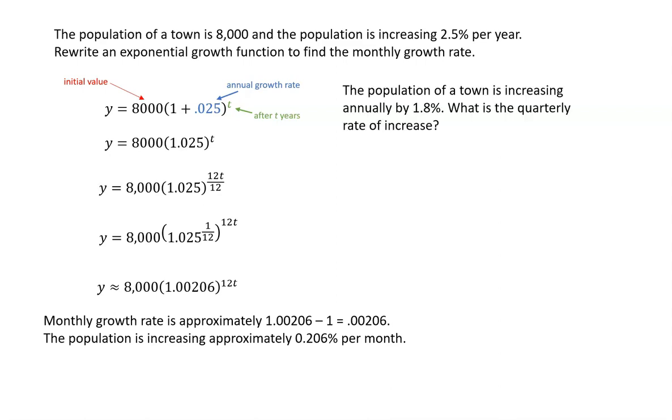All right, so here's a problem for you to try. The population of a town is increasing annually by 1.8%. What is the quarterly rate of increase? Pause the presentation, calculate the value, and let's see if you get it correct.